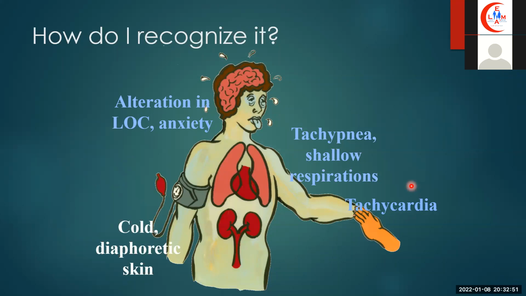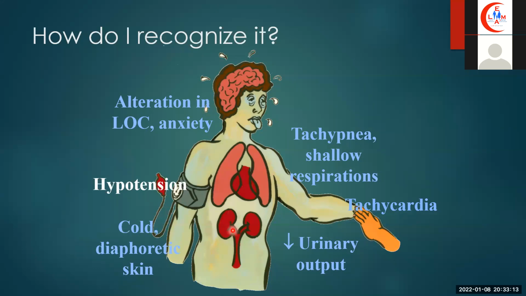The skin, of course, as we mentioned, because of the vasoconstriction, the body tries to divert the blood away from the skin to the vital organs, so the skin would be diaphoretic. There will be, of course, decreased urine output and hypotension. So these are the signs; when we check their vitals, we'll find all of them.